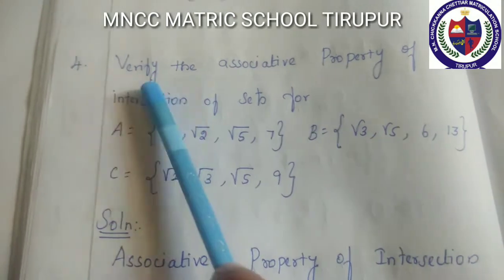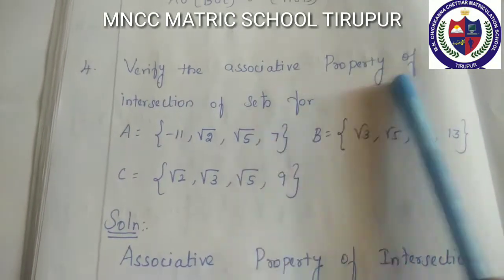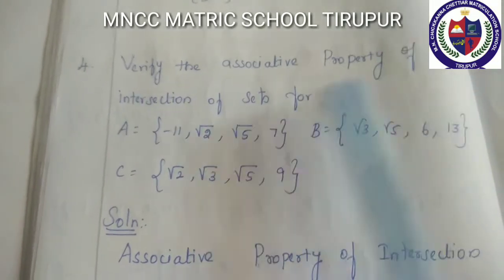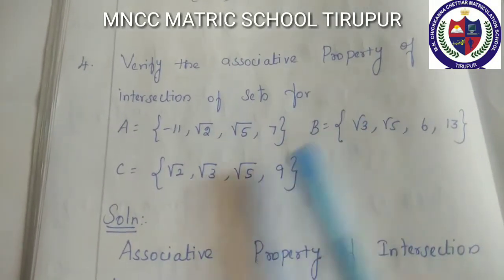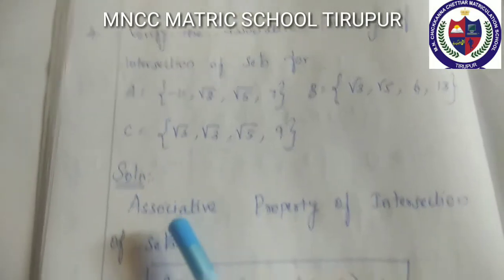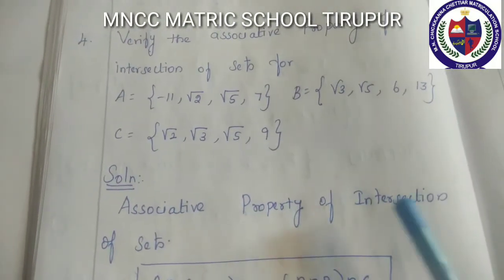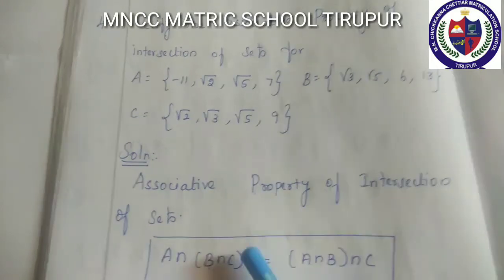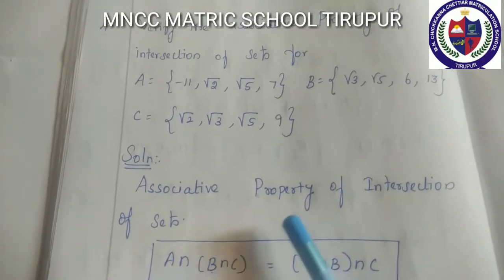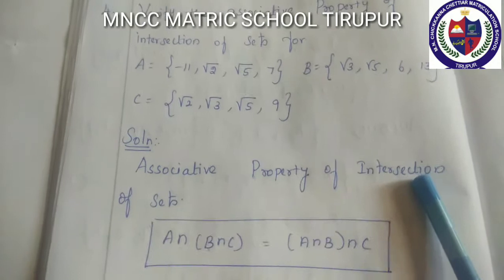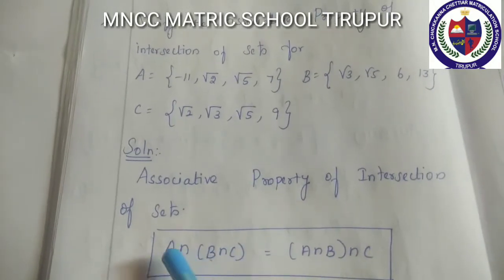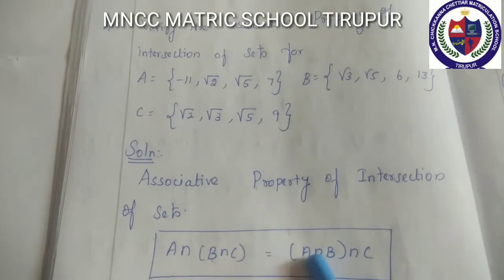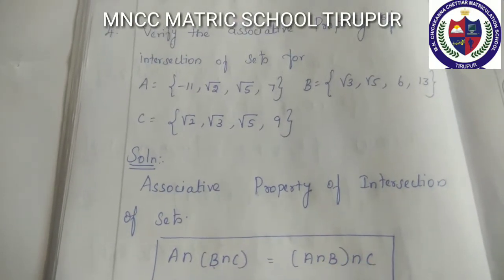Fourth sum: verify the associative property of intersection of the sets. Given A, B, C. Solution: associative property of intersection of the sets. The associative property has two formulas, the first in union, the second in intersection. So the intersection formula: A intersection (B intersection C) is equal to (A intersection B) intersection C.